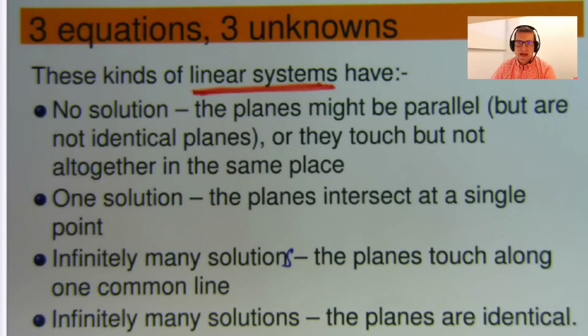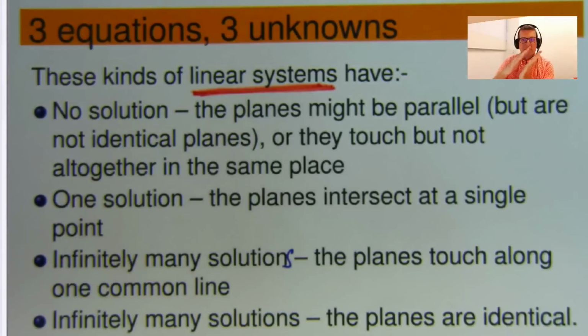Anyway, so let me just get back to what I was doing, right? So, 4 situations. There's either no solution, the planes are either parallel or they intersect, but not simultaneously, say, on a plane or on a line or at a point. Okay, so they're non-identical planes. There's one solution. The planes cut at only one point. There's infinitely many solutions along a common line, or the 3 planes are identical and they sit on top of each other. Okay.